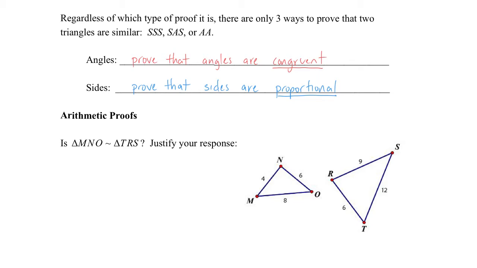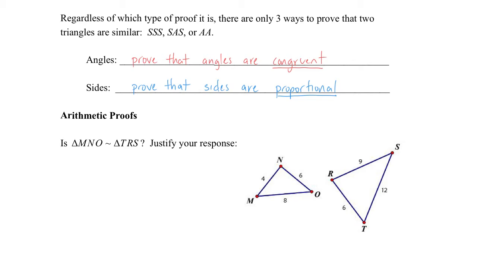So take a look at this situation right here. We want to prove that triangle MNO is similar to triangle TRS, or we want to at least check. Now, I want you to notice no angles have been given in this diagram, which means we're going to be working on side, side, side. So all you're going to do is identify your corresponding sides, and figure out the scale factor for each pair of corresponding sides. And if they're all the same, then they're similar. And if they're not all the same, then they're not similar.